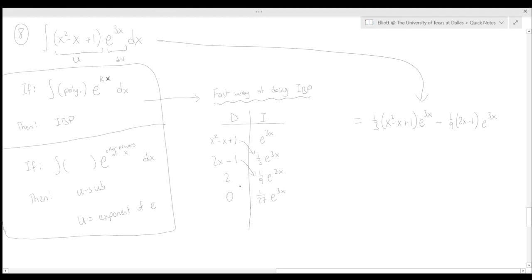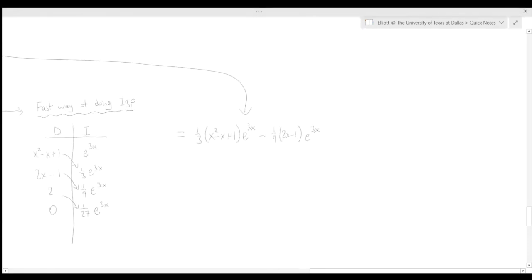I'm going to go one more time and multiply these together. And now I'm going to add them. So we're going to do plus 2 over 27 e to the 3x. Okay. So the rule is to multiply diagonally like this. And then there's an alternating sign pattern where you'll do plus, minus, plus, and so forth if you have to continue. So that accounts for the minus and then plus, okay?